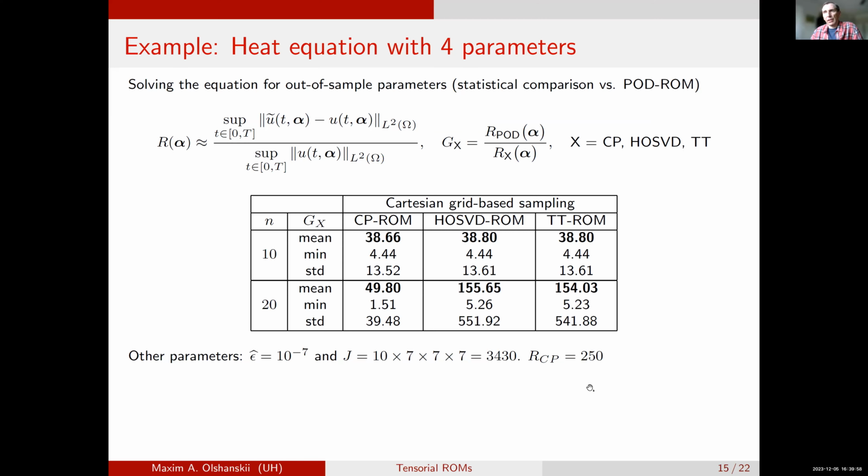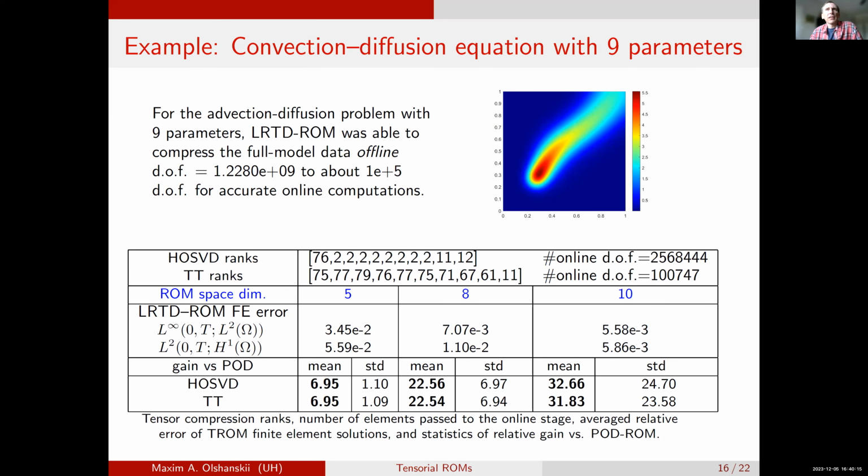But the variation was really large. Sometimes we were only 5 times more accurate, but many times we were much more accurate than that also. All right, this is another example. Again, a linear problem, an advection diffusion problem. Now we have 9 parameters, and we parameterize the advection field.